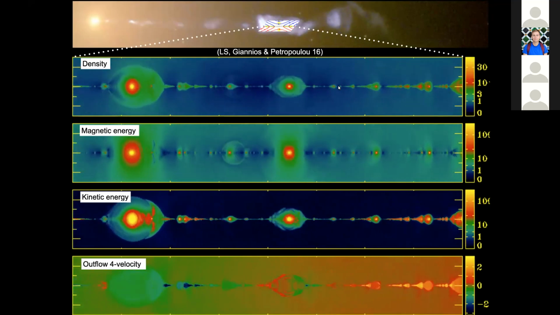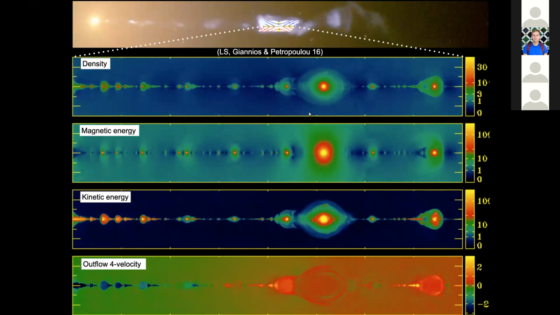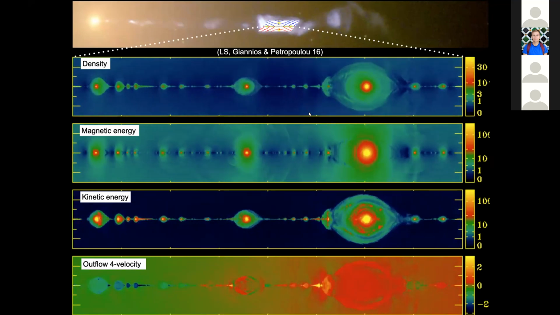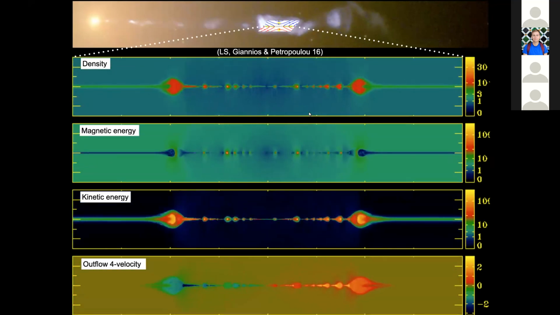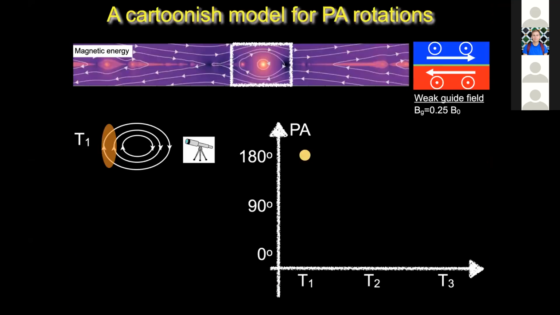The second property is that the largest plasmoids, quite generically, have a size that is 10% of the size of the system. It's another generic conclusion, regardless of the system size. So before moving into the details of our model for polarization angle rotations, let me just give you a cartoonish picture of it. This is our reconnection layer. And I'm going to focus on one plasmoid now. This is the magnetic field lines around that plasmoid.